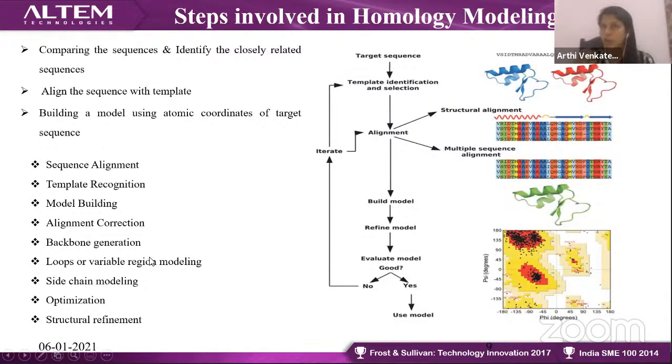In case you have modeled your protein structure and there are loops available, if you want to rectify the loop design, you can go through loops or variable region modeling in the same protocol. And then side chain modeling, in case the side chains are missing in the protein molecule, you can go for it. Then optimization, you can optimize your molecule, which is followed by structural refinement. Once you have predicted your structure, you can go for structural refinement.